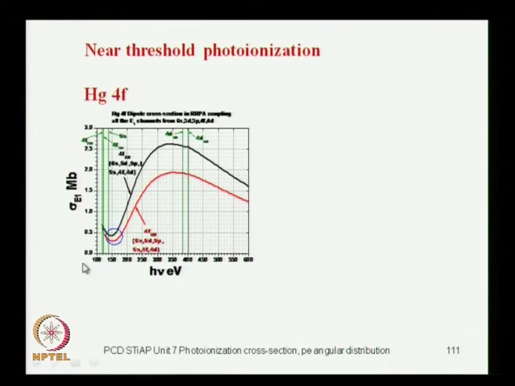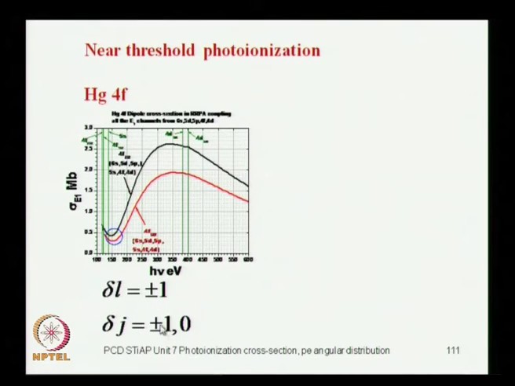So now let me show you the result for mercury 4f, and in this case you have a local minimum over here, and it would be tempting to suspect that this is a Cooper minimum, but then it is not. The reason it is not a Cooper minimum is because your initial state is 4f, and from 4f you can have dipole transitions in the dipole approximation where delta L is either plus or minus 1 and delta J is plus or minus 1 or 0.